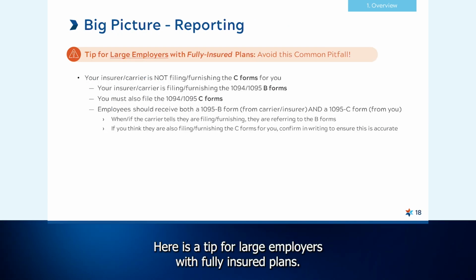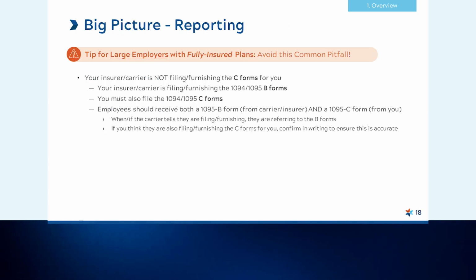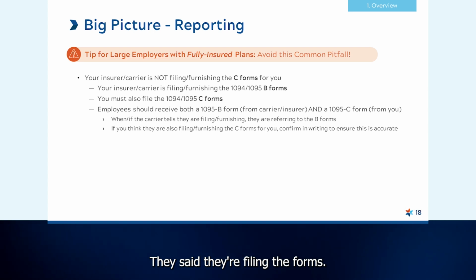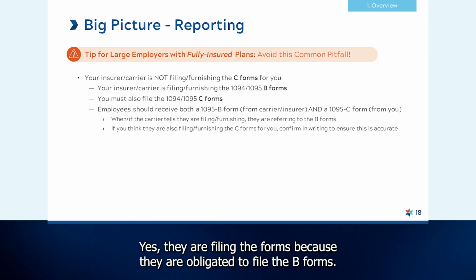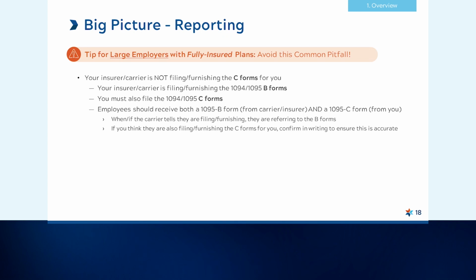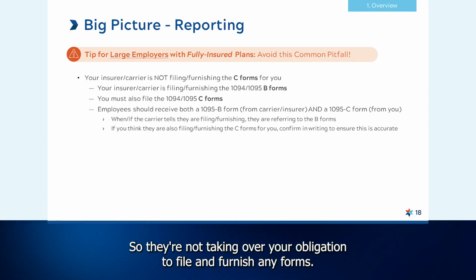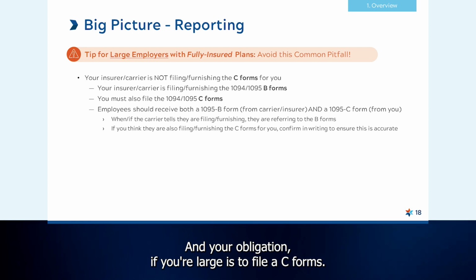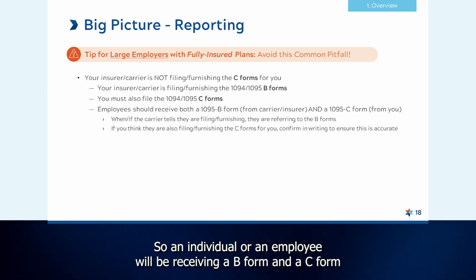Here is a tip for large employers with fully insured plans. This is a common pitfall too. I often hear, oh, I talked to my insurer. They say they're filing the forms. Yes, they are filing the forms because they are obligated to file the B forms, but you separately have to file the C forms. So they're not taking over your obligation to file and furnish any forms. They're fulfilling their obligation to do the B forms, and your obligation, if you're large, is to file the C forms. So an individual or an employee will be receiving a B form and a C form if you have a fully insured plan.